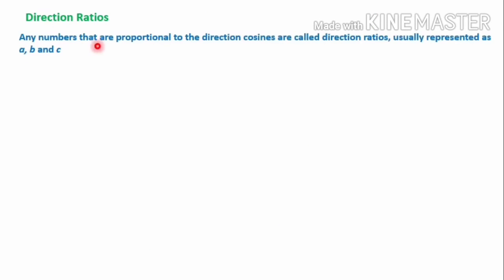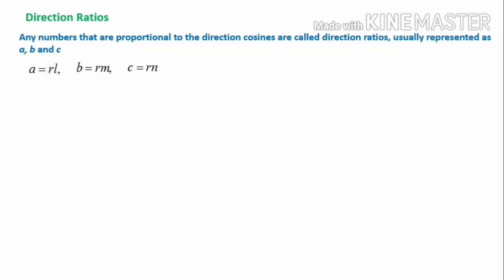Next we shall discuss the direction ratios. Any numbers that are proportional to the direction cosines are called direction ratios, usually represented as A, B and C. We have learned the direction cosines L, M and N, or cos alpha, cos beta and cos gamma. That is, A equals RL, B equals RM and C equals RN are the direction ratios. Here R is the magnitude.